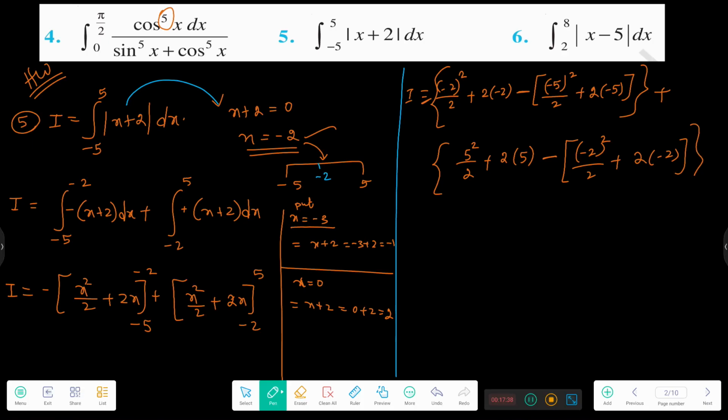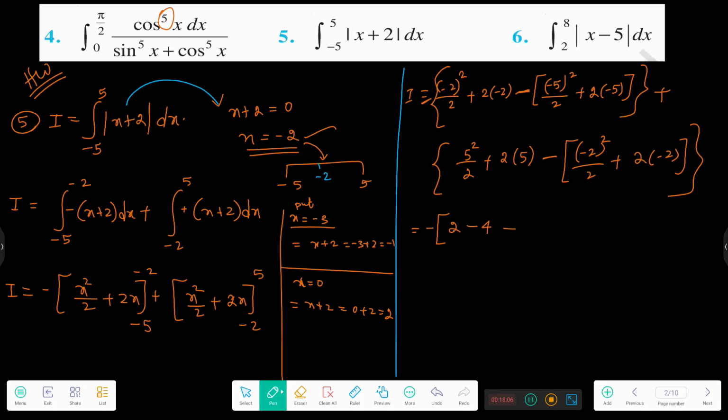When you simplify, you must be very careful, otherwise you will get the wrong answer. Because it is number work, you must be very careful. We have a minus here. Minus 2 whole square is 4, and 4 divided by 2 is 2. Plus 4 by 2 is 2. And 2 into minus 2 is minus 4. Now, this minus you take inside and simplify.